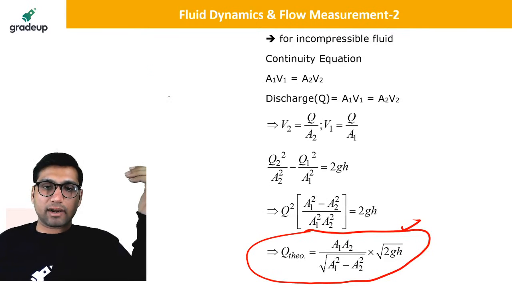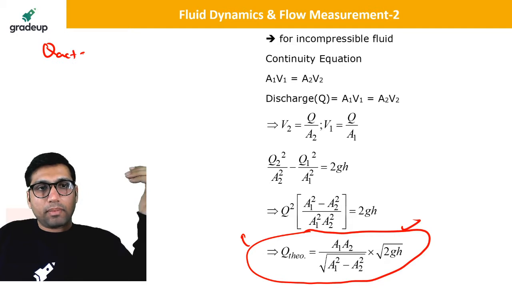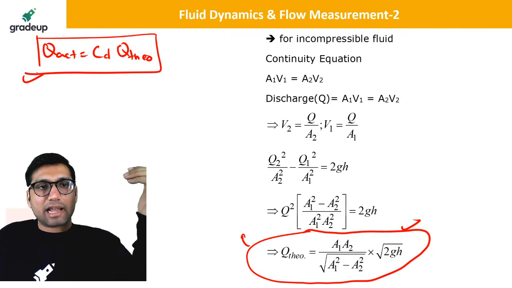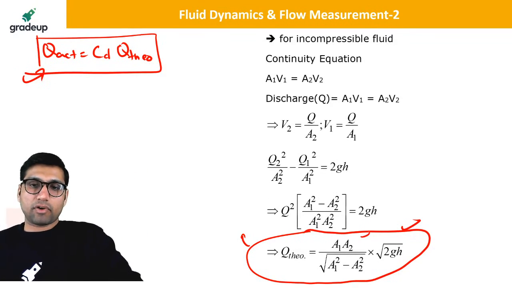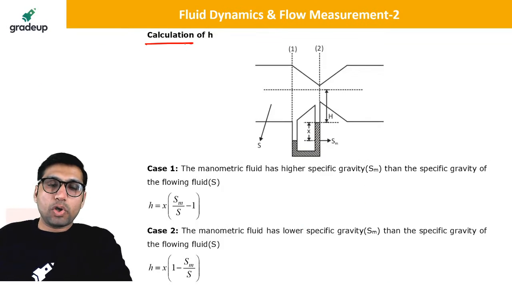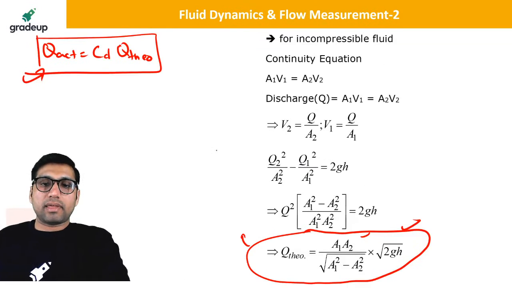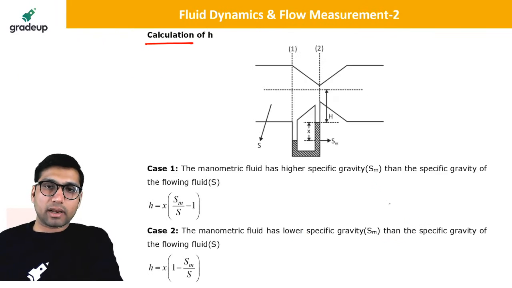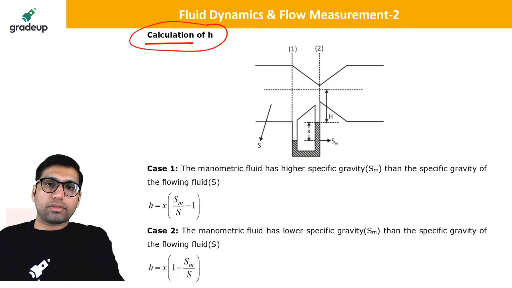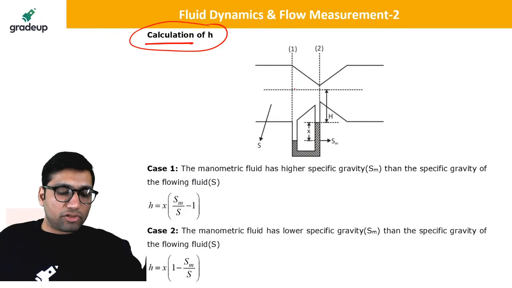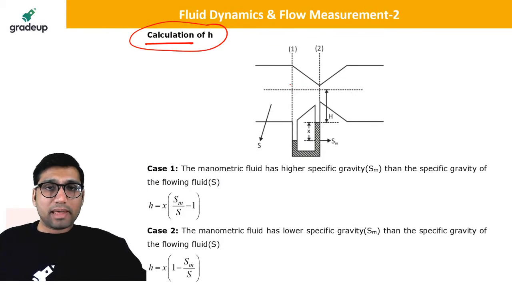This is the formula for the theoretical discharge, while the actual discharge of the Venturi meter will be equal to the coefficient of discharge times the theoretical discharge. So this is how you get the value of the actual discharge from the Venturi meter. Now how can you calculate the value of H? The H given in this equation of discharge from the Venturi meter, we have to find its value for measuring the discharge from the Venturi meter.